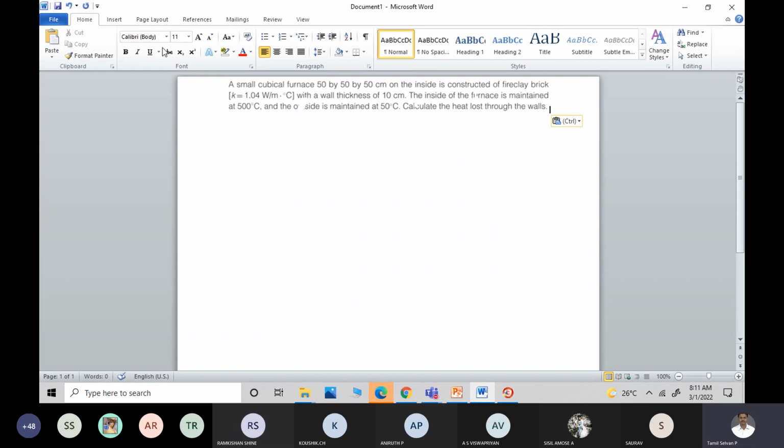Okay, now a small cubicle is given. I will solve this problem. You are supposed to solve the next one.